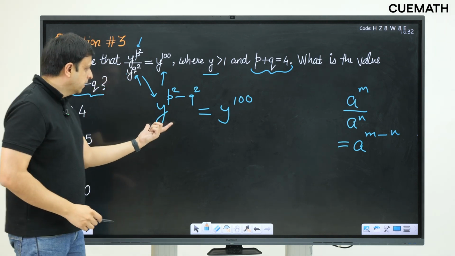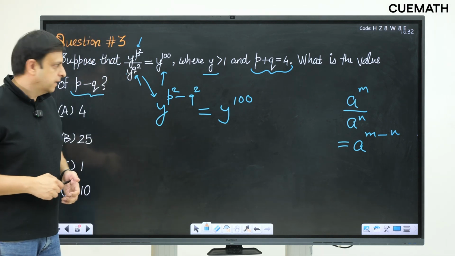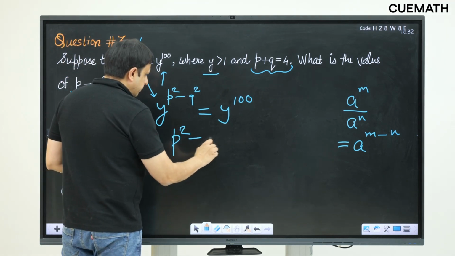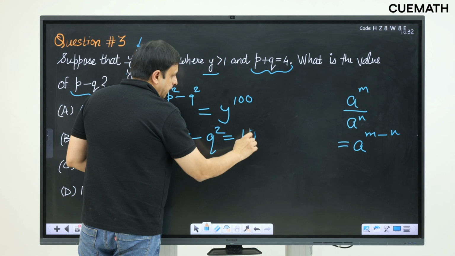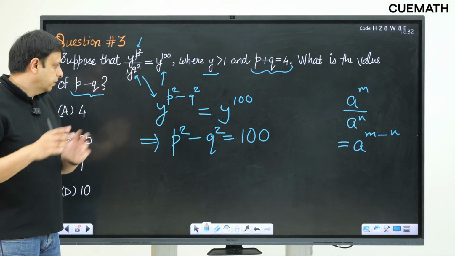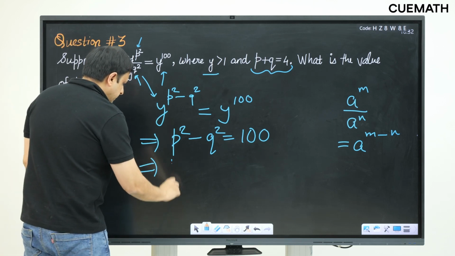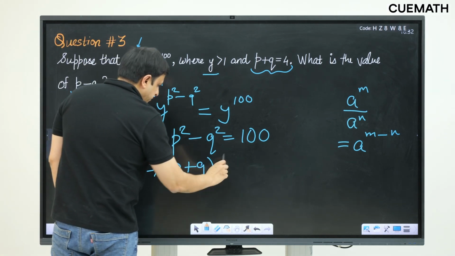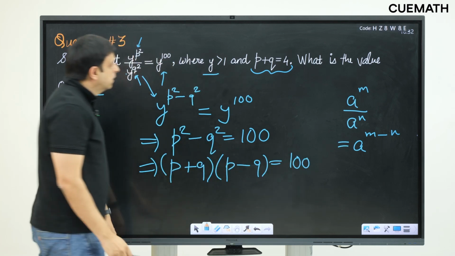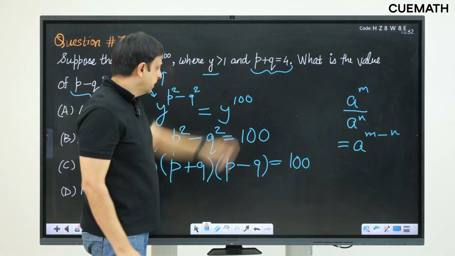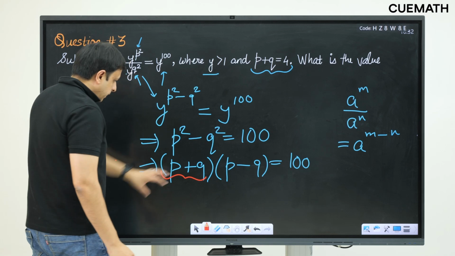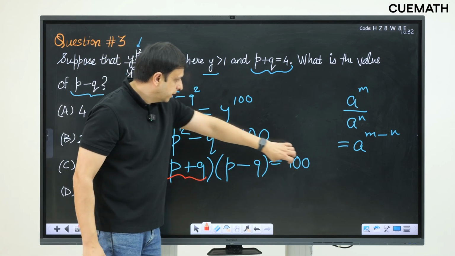Now, you are comparing two exponential terms that have the same base, which means that the exponents must be equal. So, this means that p square minus q square is equal to 100, and now we apply our special product for p square minus q square, which is p plus q times p minus q. So, p plus q times p minus q is equal to 100 and now we can see why this value is helpful. P plus q is equal to 4. So, in this expression we put p plus q equal to 4. So, 4 times p minus q is equal to 100.